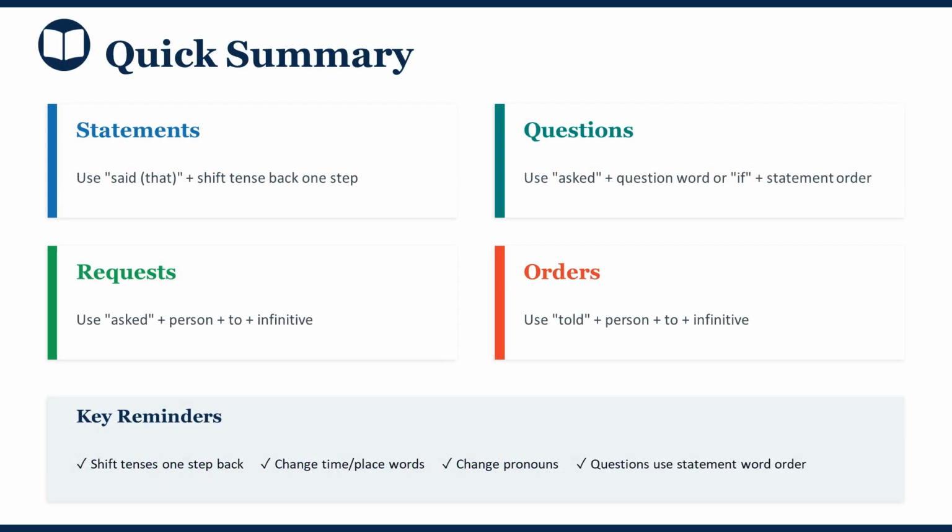Let us quickly summarize everything we have learned today. There are 4 main types of reported speech. First, reported statements. We use "has said that," and we shift the tense one step back into the past. Second, reported questions. We use "asked," followed by the question word, or the word "if" for yes-no questions. And remember, the word order changes to a normal statement. Third, reported requests. We use "asked" plus the person plus "to," plus the base form of the verb. And fourth, reported orders. We use "told" instead of "asked," plus the person plus "to," plus the base form of the verb.